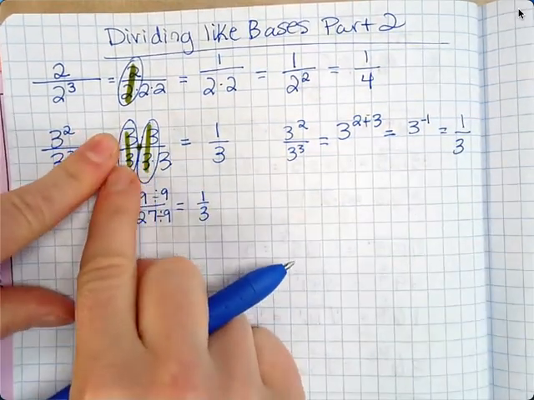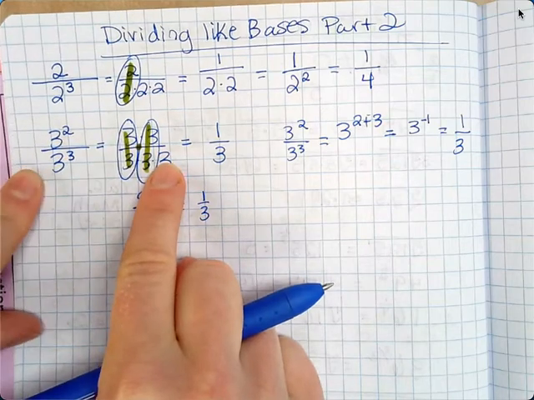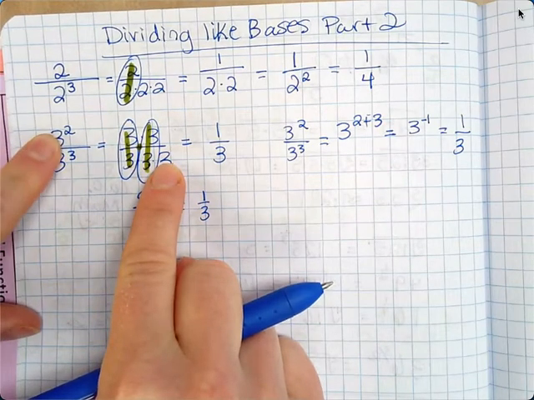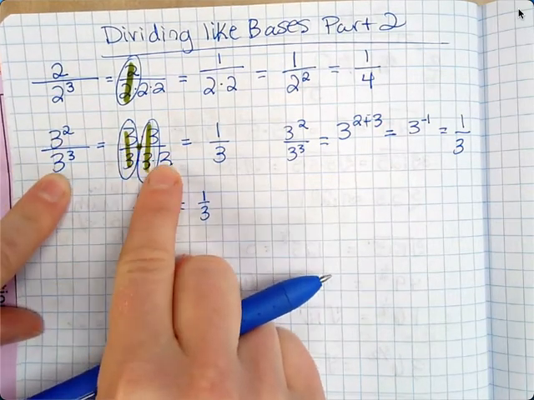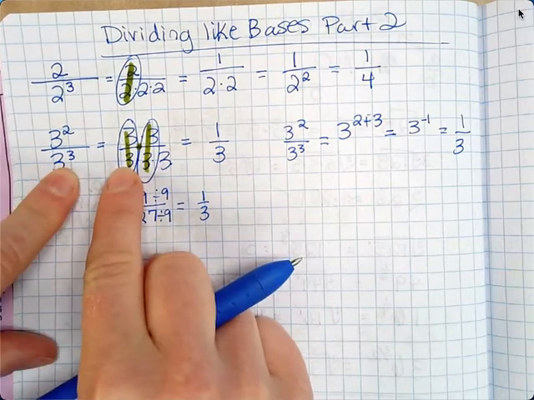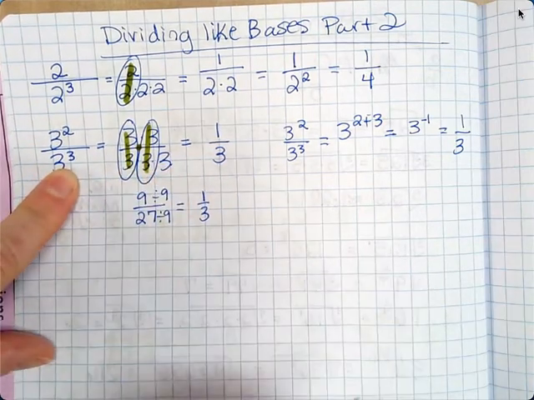The 3 ends up on the bottom because it has 3 3's compared to 2 3's. And so wherever the bigger exponent is, that's where the base will be.